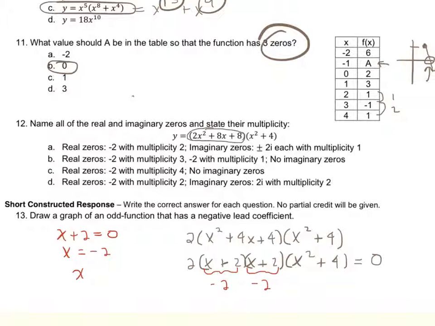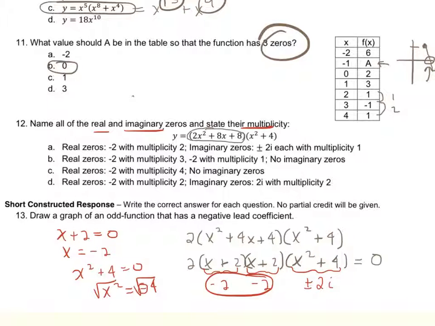X squared plus 4, if I set that equal to 0 and take the 4 to the other side, I get a -4. And when I solve it by square rooting, I've got the square root of a negative number, and that's imaginary. So this one gives me, when I square root, plus or minus, the square root of a negative is i, and the square root of 4 is 2. So the question is, name all the real and imaginary zeros and state their multiplicity. So -2 has a multiplicity of 2. So -2 with multiplicity of 2. Imaginary zeros, 2i with multiplicity of 2.